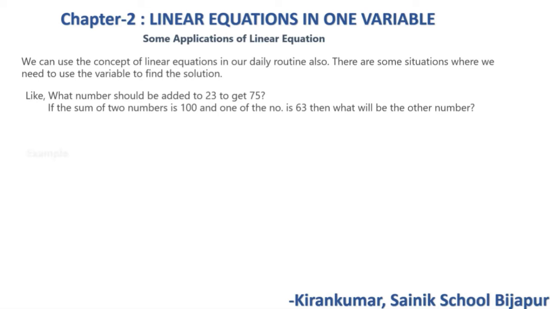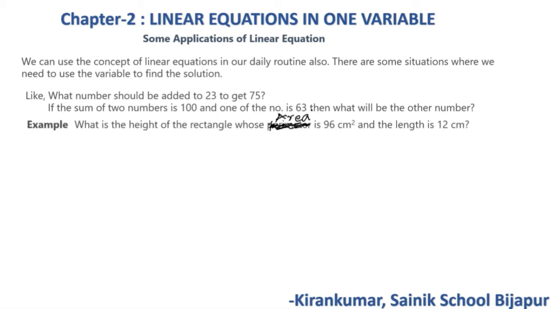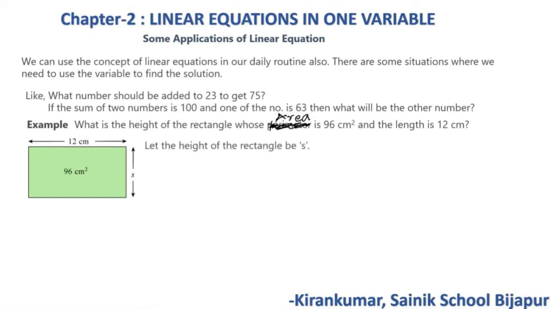Let's see a few more examples. Here the question is, what is the height of the rectangle whose area is 96 centimeters square and length is 12 centimeter? Here we have a rectangle. The height has to be found. I'll represent the height by the letter S as a variable. 96 centimeters square is the area. So here, let the height of the rectangle be S.